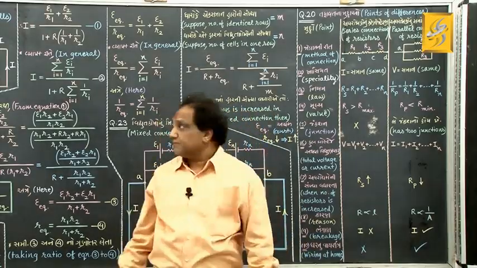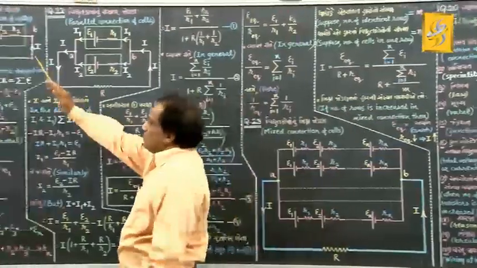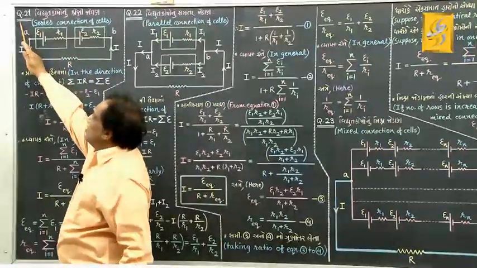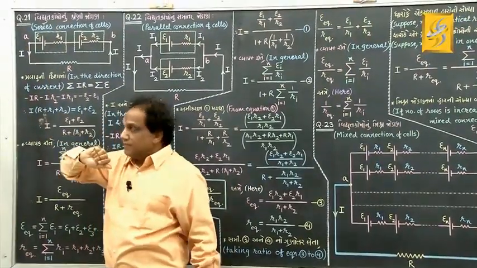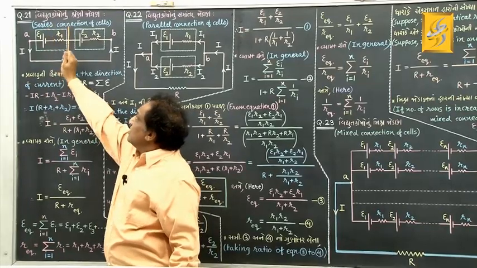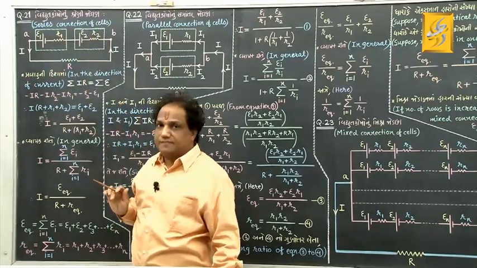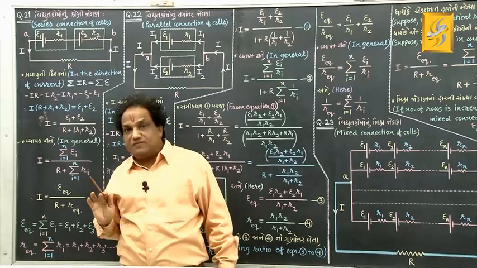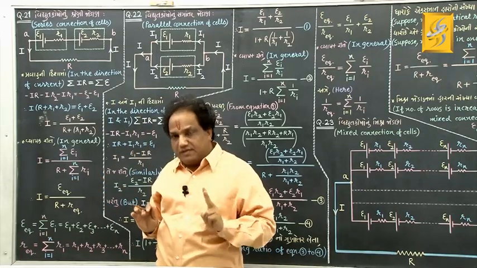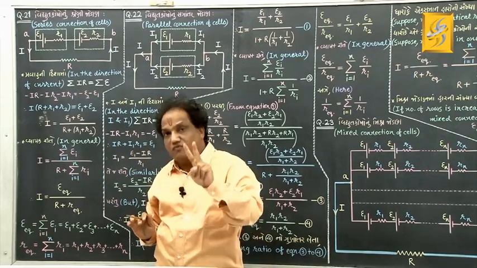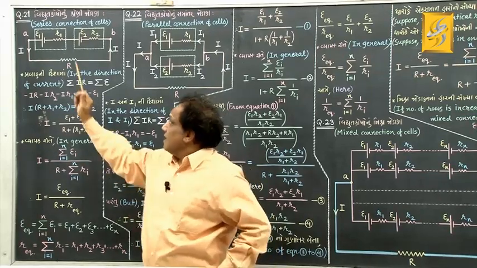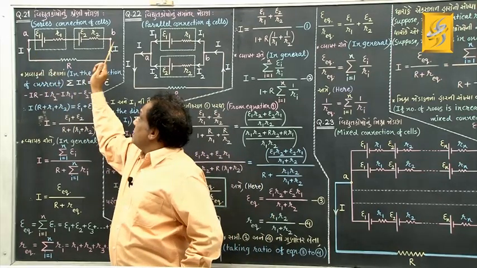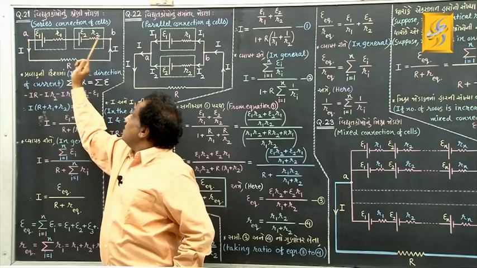Now we go for question number 21. Question number 21 is about series connection of cells. At present, let us consider series connection of only two cells. That series connection is made between points A and B.